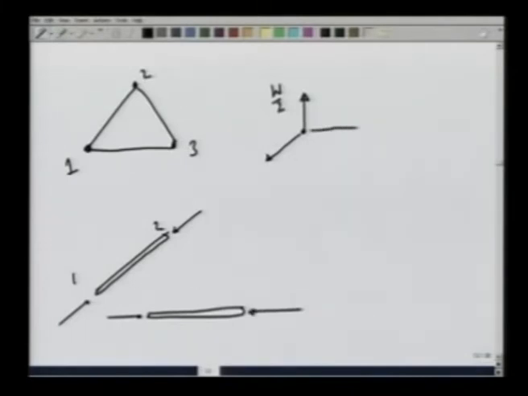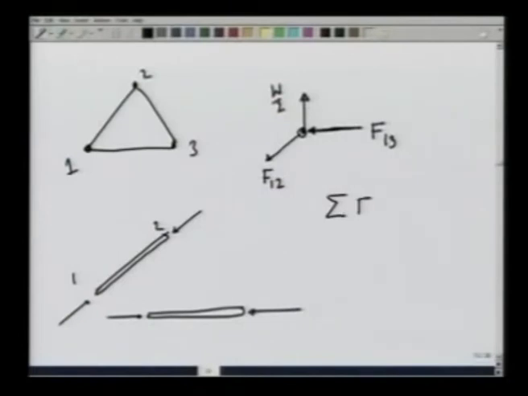The force that will be acting on the pin would be in the opposite direction. So, let me call this force F 1, 3, and this is force F 1, 2, and this pin is in equilibrium under these forces. Since the forces are acting at one particular point, I do not have to write the torque equation. The only thing I will write is that summation F x would be equal to 0 and summation F y would also be equal to 0.